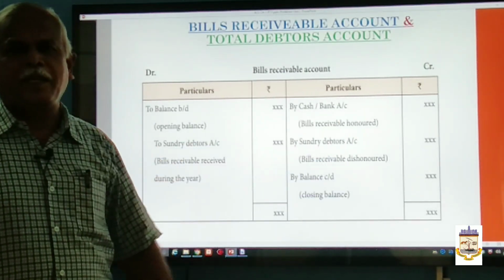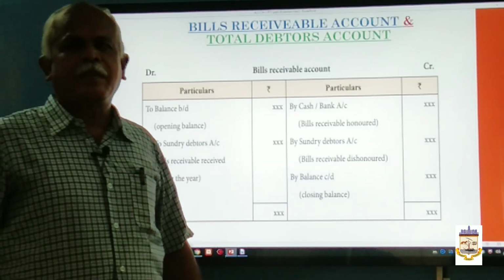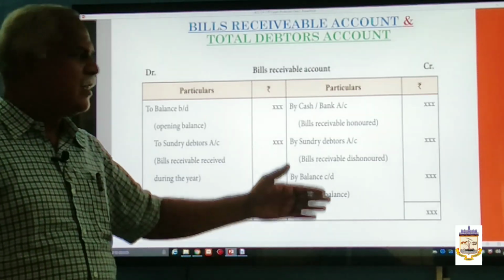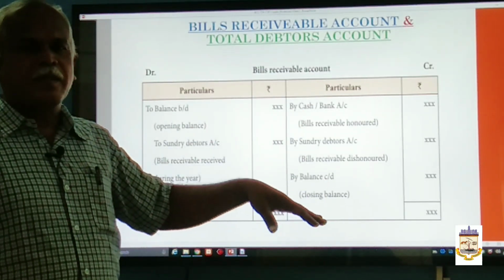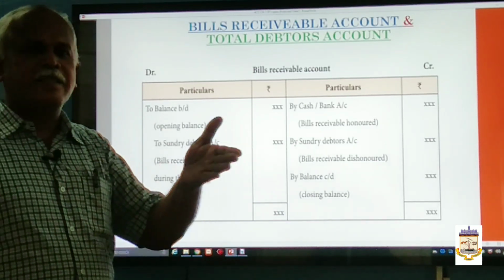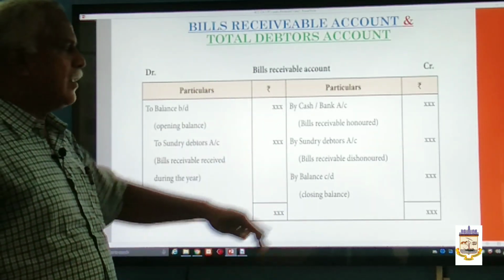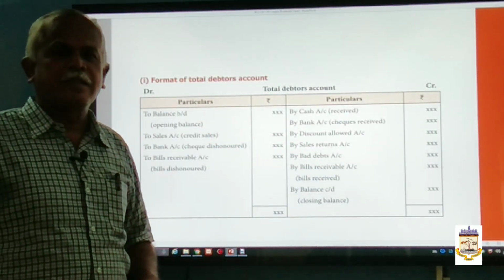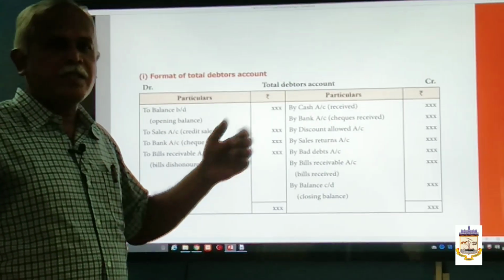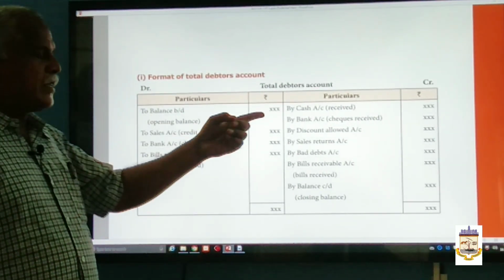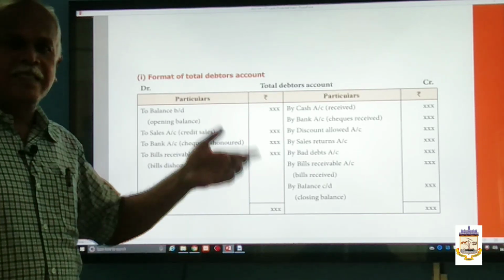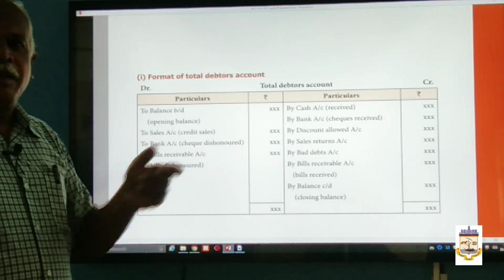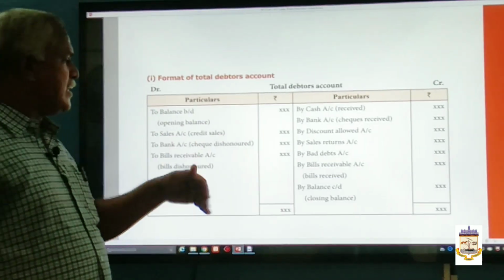At the end of the accounting period, whatever bill receivable balance is there will be shown on the asset side of the balance sheet. This is a typical debtor account, whereas the debtors who signed the bill will be reflected here. Let us see the debtors account. This is the format of sundry debtors or total debtors account of the whole business. The opening balance of the debtors is on the debit side. Since bill receivable and debtors both are real accounts, they have a debit opening balance.